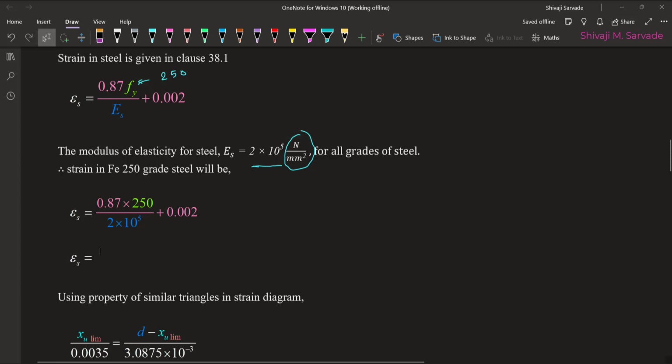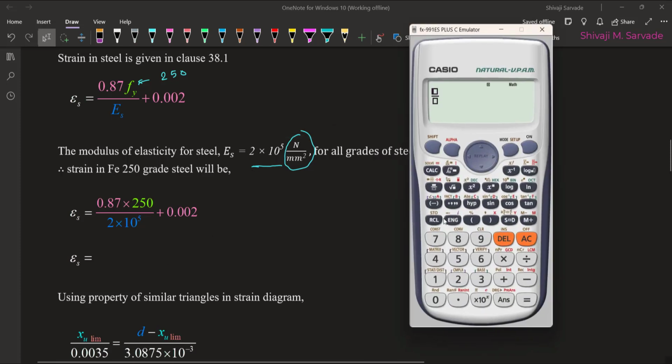grade. So let's go to the calculator, let's get the calculation done. So it is 0.87 times 250 divided by 2 into 10 raised to 5, and plus this, everything is to be added with 0.002. So if we press enter, we'll get the answer, and this is 3.